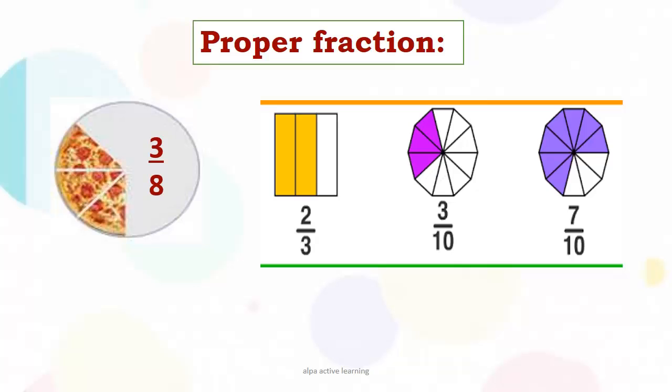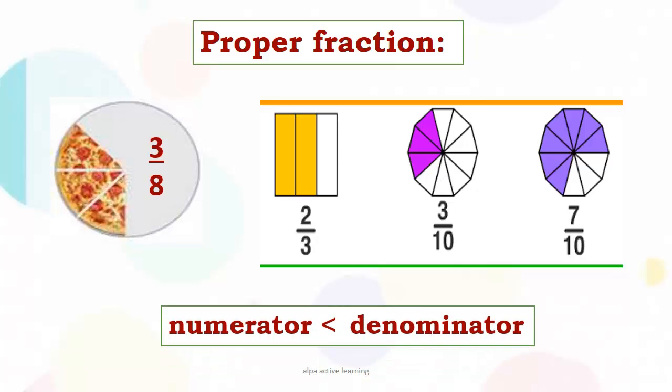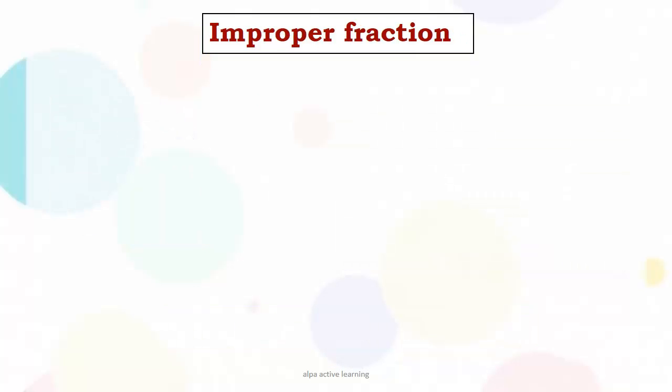Now whether it is 3 upon 8, 2 upon 3, 3 upon 10 or 7 upon 10, in all these, the numerator is less than denominator. Numerator denominator से कम है, छोटा है, right? So when in a fraction, the numerator is less than the denominator, we term such a fraction as proper fraction.